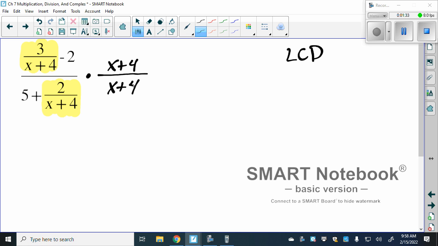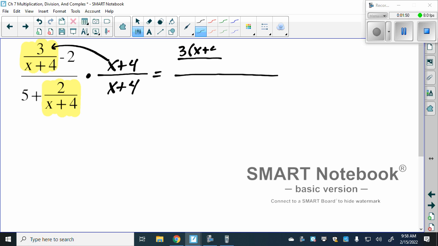Because when we do this multiplication, erase that, we multiply by the numerators of each one here. So the x plus 4 is going to be multiplied with the 3, which would give us 3 times x plus 4 over x plus 4. Minus, well, we have to multiply it with the negative 2, so we'd have negative 2 times x plus 4.